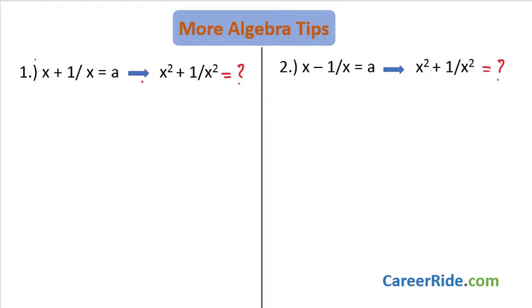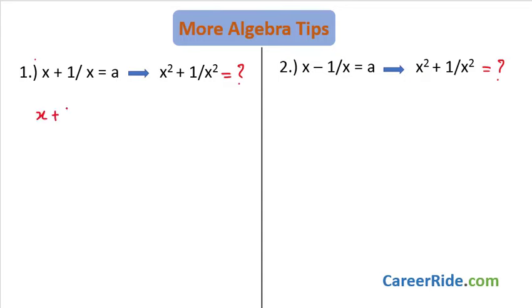But trust me, this is a very easy variety of questions. You just have to know some basic logic behind it and then a very simple trick that can help you solve the questions in a jiffy. Let us try to understand the logic behind this first, and then I'll teach you the trick also. In the first variety, x plus 1 upon x is equal to a is given to you and you are expected to find x square plus 1 upon x square.